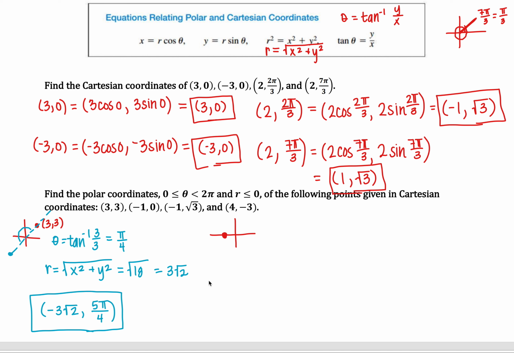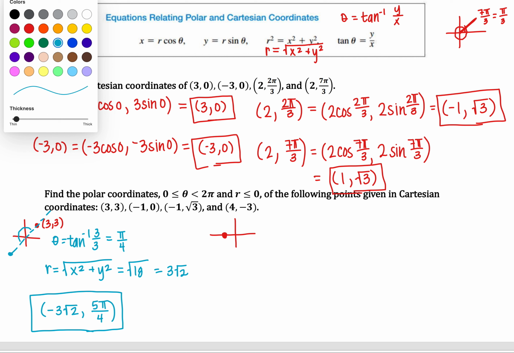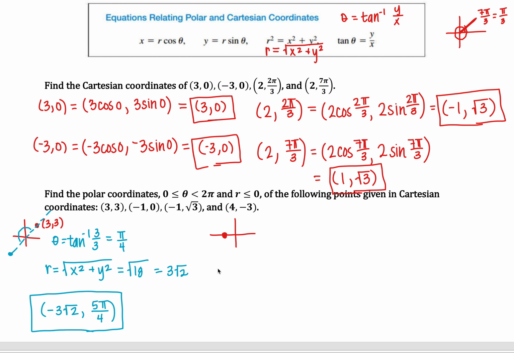So in Cartesian coordinates, it's this point right here. So let's look at it as a polar coordinate. Theta is inverse tangent of y over x, so that's going to be 0 over negative 1. So we have inverse tangent of 0, so theta is 0. R is the square root of x squared plus y squared. Negative 1 squared is 1, 0 squared is 0. So we have r equals 1.